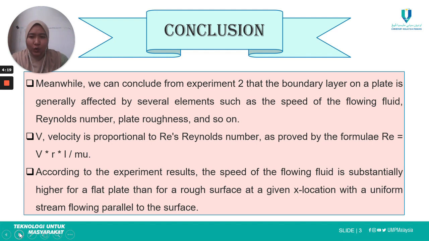Meanwhile, we can conclude from experiment 2 that the boundary layer on a plate is generally affected by several elements such as the speed of the flowing fluid, Reynolds number and plate roughness, and so on. Velocity is proportional to the Reynolds number as proved by the formula Re = ρVL/μ.